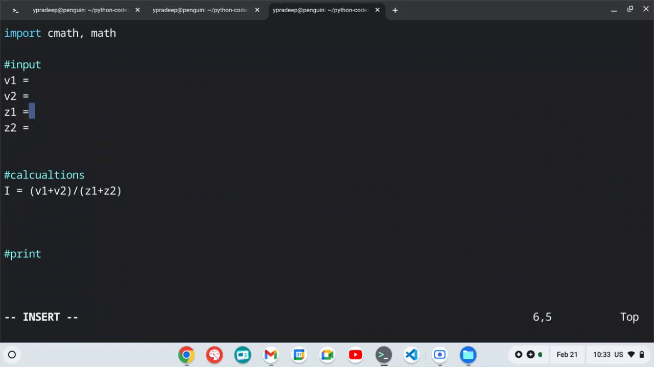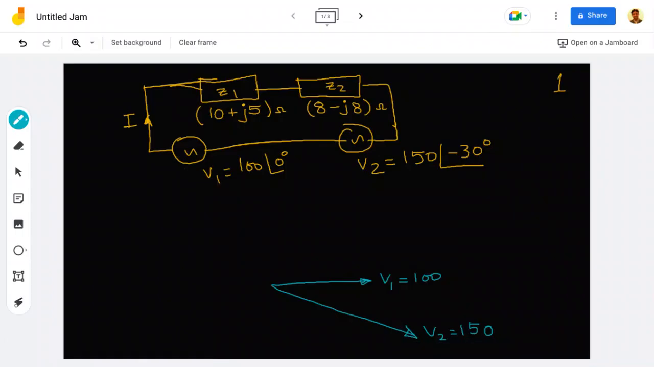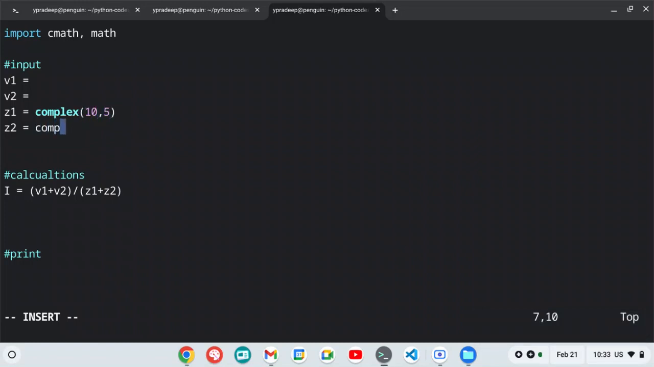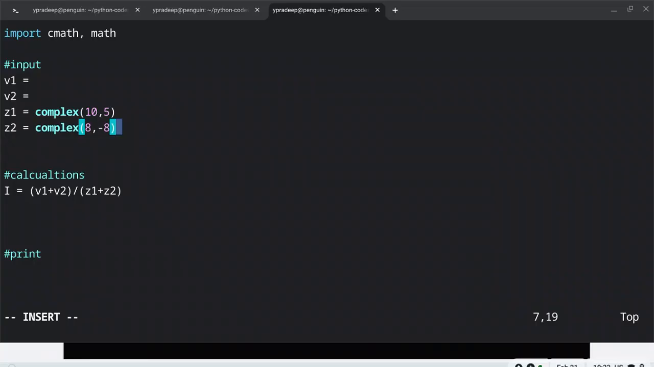Now, how do we represent this one? We are talking about the Python language in which we define the complex number. So how do we define? So complex, and then I give the real and imaginary parts. Z1 is 10 plus J5, so 10 comma 5. Complex 8 comma minus 8. Okay, so that was the impedance Z2.